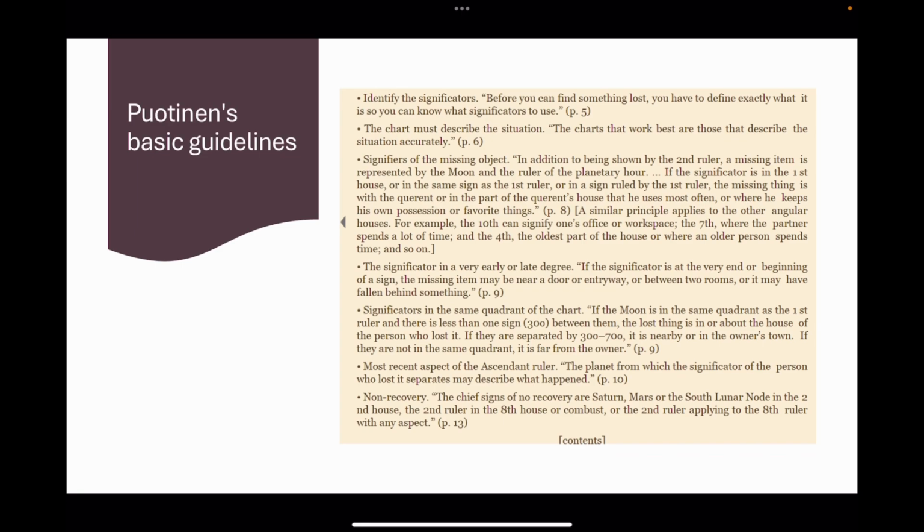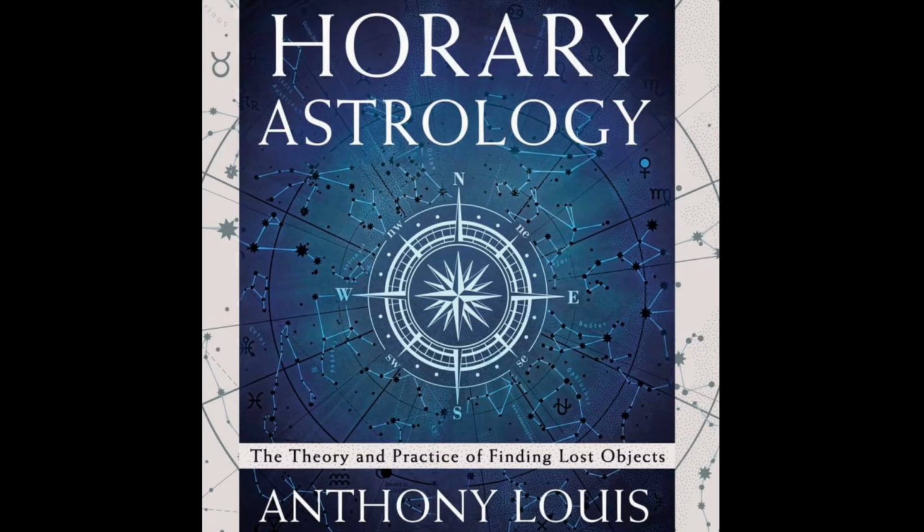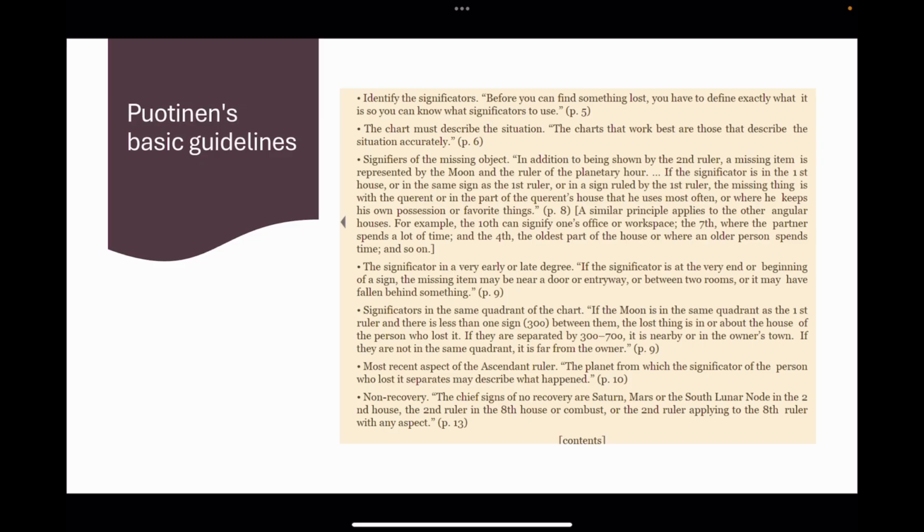So here are some guidelines that I pulled from Anthony Lewis's book on horary astrology. He has an amazing book that basically has a compilation of information from practicing astrologers as well as a plethora of charts that demonstrate how to find missing objects. So I found this to be particularly useful, especially in the example that I'm going to go over with you all today. So the main thing you want to do is identify the significators.